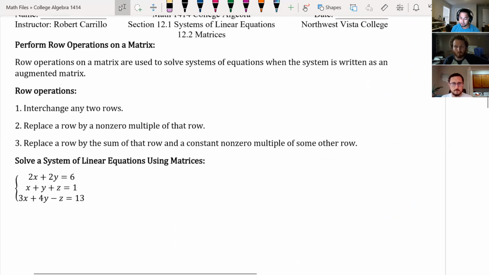Here's our operations on a matrix. So row operations, this is what we're allowed to do. We are allowed to interchange or swap any two rows. We can say take row 1 and put it where row 3 is, or put row 3 where row 2 is. You can move your rows around. 2, you can replace a row by a non-zero multiple of that row. That means it's elimination method. We can take any row and multiply it by any number other than 0. And then 3, replace a row by the sum of that row and a constant non-zero multiple of some other row. Once again, this is elimination method. So if we want to manipulate a row, we'll multiply another row by a non-zero multiple and add it to that row, and that will completely change a row. Now, what I'm saying to you probably doesn't make sense until we do it. So I'll show you how to do these row operations.